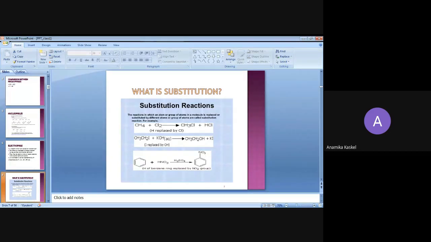Now the question is, can you give the example? Which one is the example of a free radical substitution reaction? Anybody from the class, please tell me which one is the example of a free radical substitution reaction?